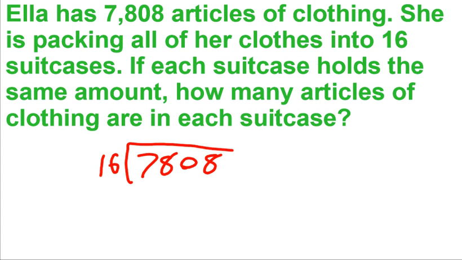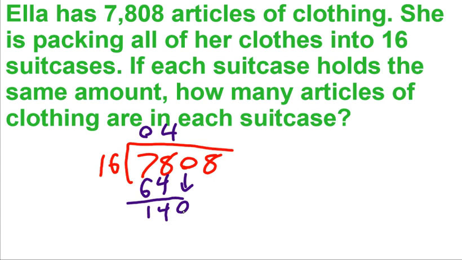Who thinks they have an answer? 488 is correct. So I'm not going to list out 16 again. We just did it on the last one. But 16 does not go into 7. 16 goes into 78 4 times. 4 times 16, 64. We subtract. We get 14. 0 comes down, so we got 140.